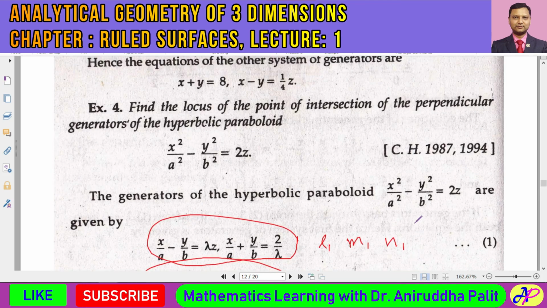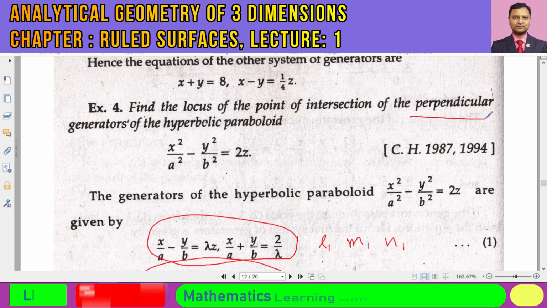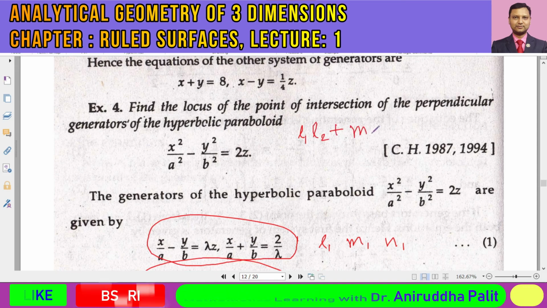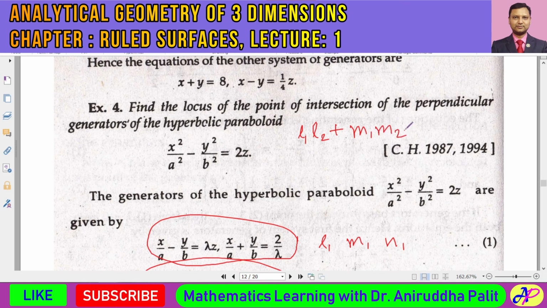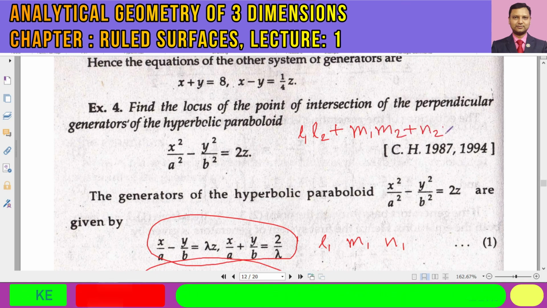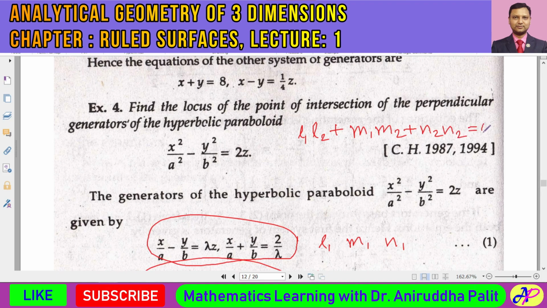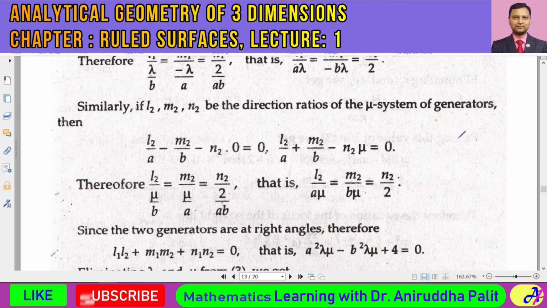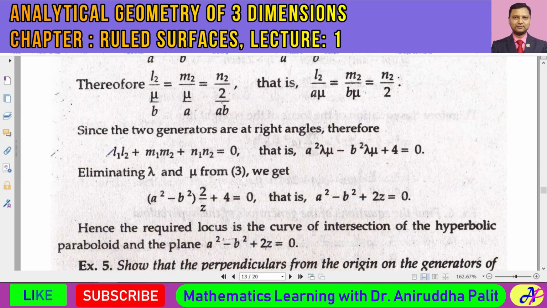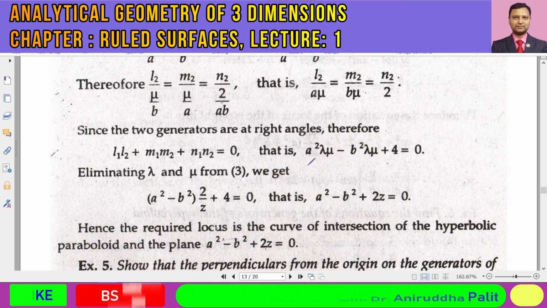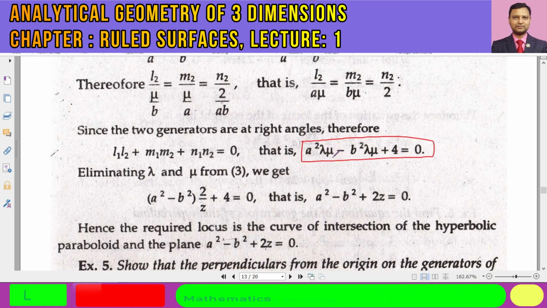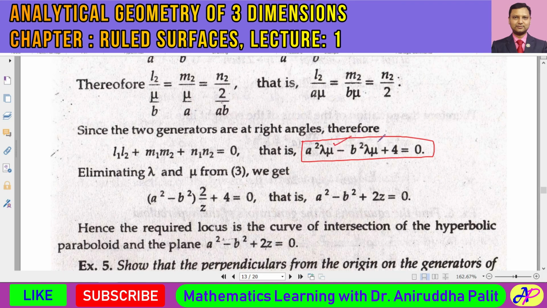Now, as per the question, these two must be perpendicular to each other. Therefore, what is the condition of perpendicularity of two straight lines? L1 L2 plus M1 M2 plus N1 N2 must be equal to 0. Applying this condition of perpendicularity, you can easily compute this type of relation. Now this is a relation involving mu and lambda.